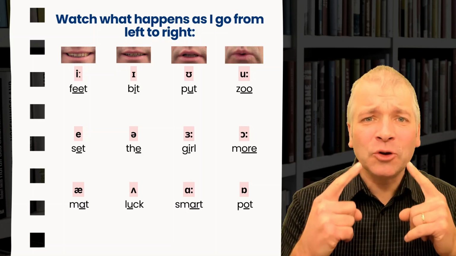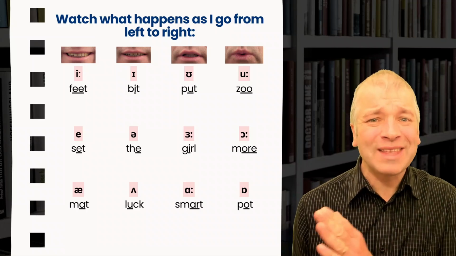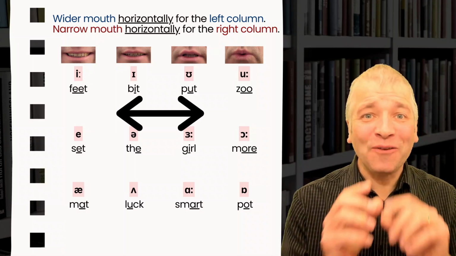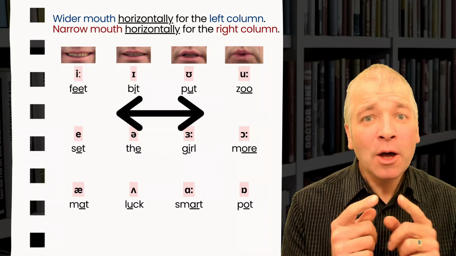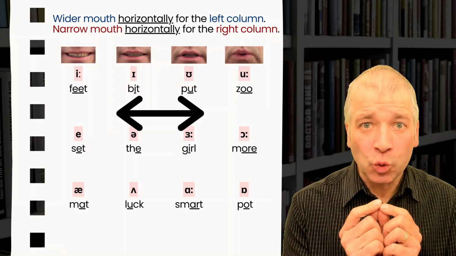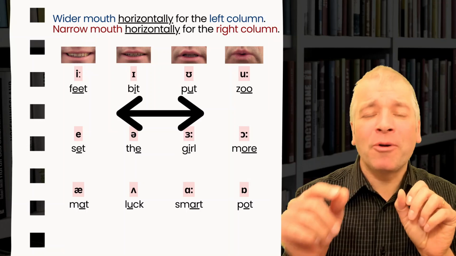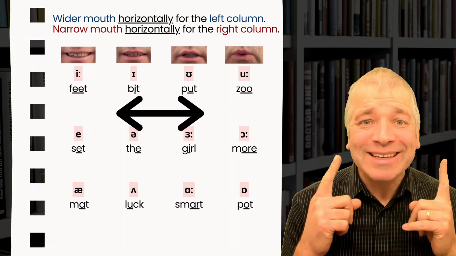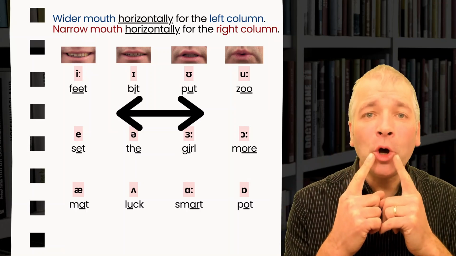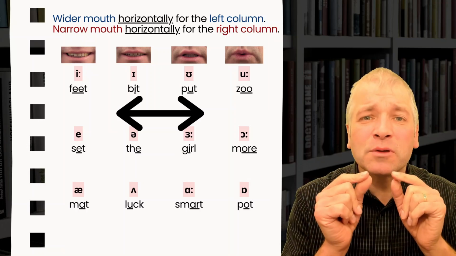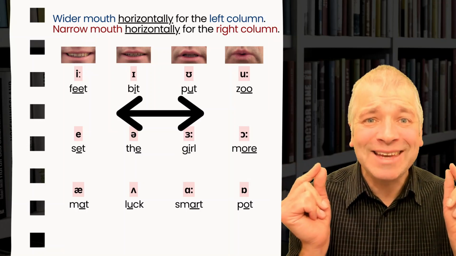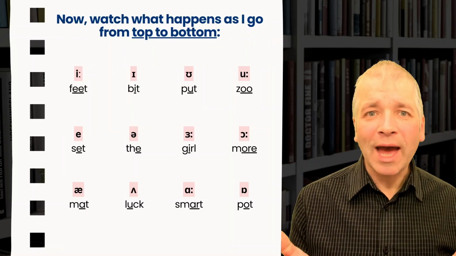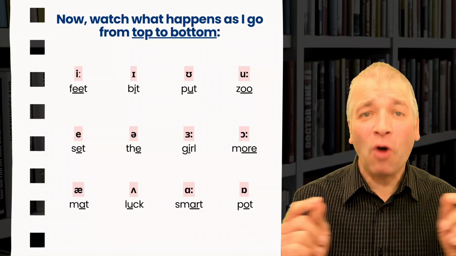Did you notice what happened to my mouth as I went from left to right on this table? My mouth was wider for the word on the left, feet, but it was narrower for the word on the right, zoo. And the words in between were progressively wider and narrower. Look at what happens. Feet, bit, put, two. My mouth started wide horizontally with feet and progressively got narrower until I got to zoo. Okay, that's what happens when you go from left to right on this chart.